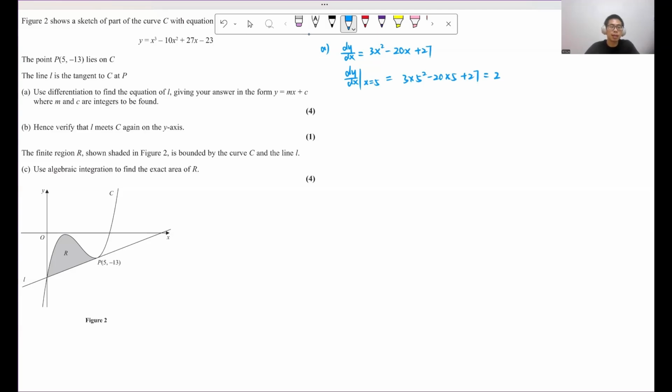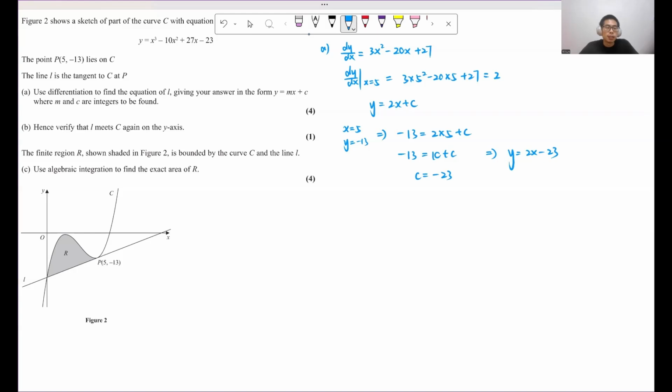Because it's the tangent line we're looking for, it has the same gradient as the point, so we can just use 2. Then y equals 2x plus c, and we substitute in the point to work out c. When x equals 5, y equals -13. So -13 equals 2 times 5 plus c, and -13 equals 10 plus c. So c is equal to -23. Therefore, the equation is y equals 2x minus 23.